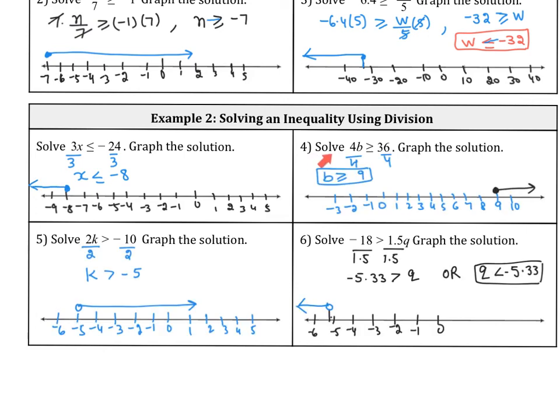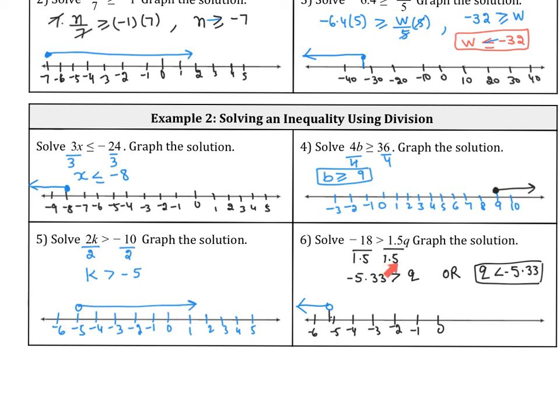So question number 4, you're going to solve for b. It means that you're going to remove the 4. So you're going to divide by 4 on both sides. You can get b is greater than or equal to 9. So I made a number line where I need to use the closed circle this time, and b is greater than or equal to 9, so it's going to go to the right side. For number 5, you're going to remove the 2, so you divide by 2 on both sides. K is greater than negative 5, so on negative 5, you make an open circle and it's going to the right side.